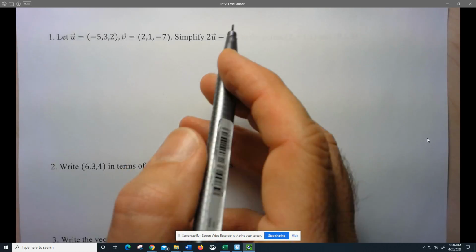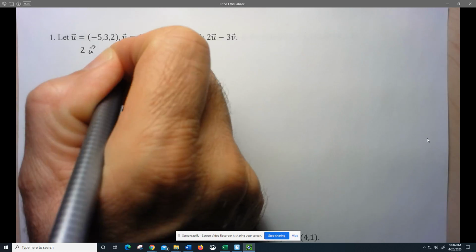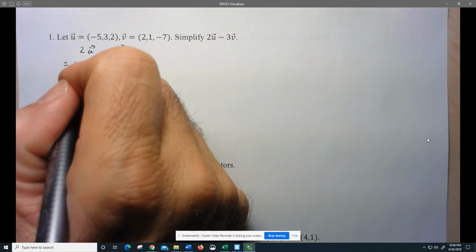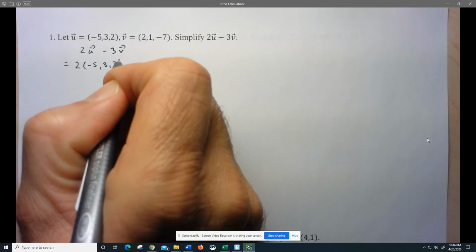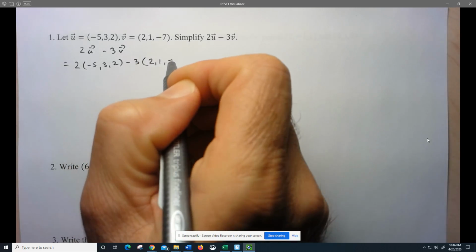All right, so let's take this here. Let's say we take 2u minus 3v. So the first thing I'll do is I'll write out the vector as it's given. So u is negative 5, 3, 2. And then here minus 3 times vector v, which is 2, 1, negative 7.